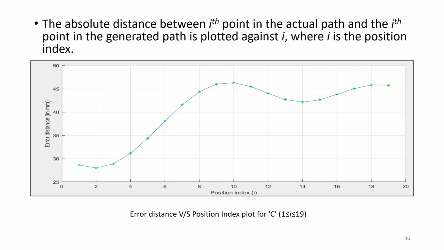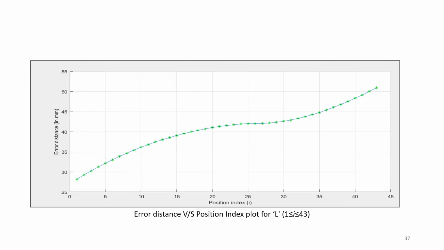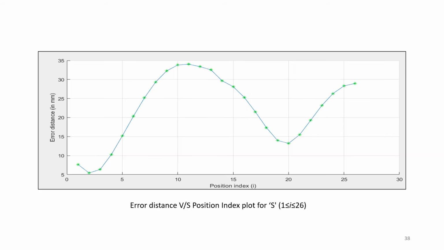The absolute distance between ith point in the actual path and the ith point in the generated path is plotted against i, where i is the position index. A maximum error of 46 mm was observed in the middle of the path for the path C. A maximum error difference of 53 mm was observed at the last point of the locus for the path L. A maximum error difference of 34 mm was observed for the S path.